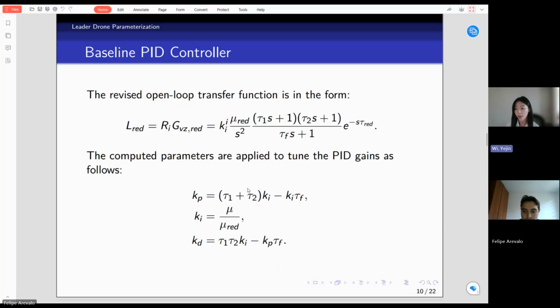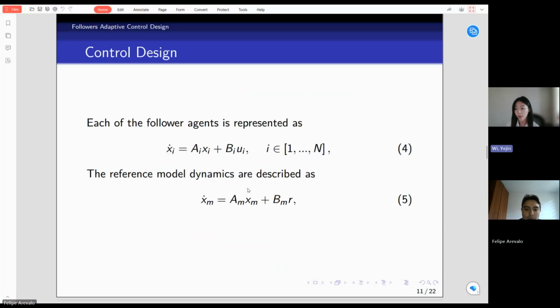So next slide, Felipe will talk about the MRAC controller.